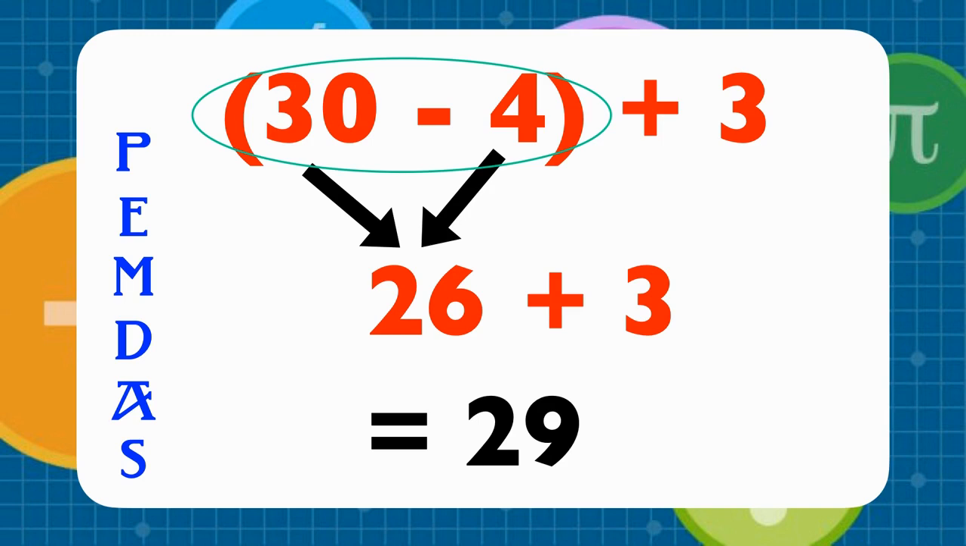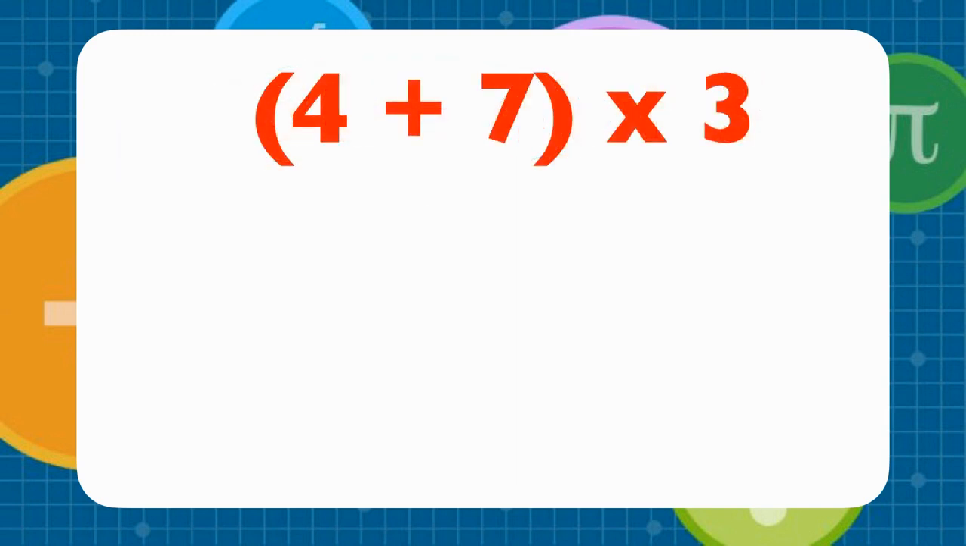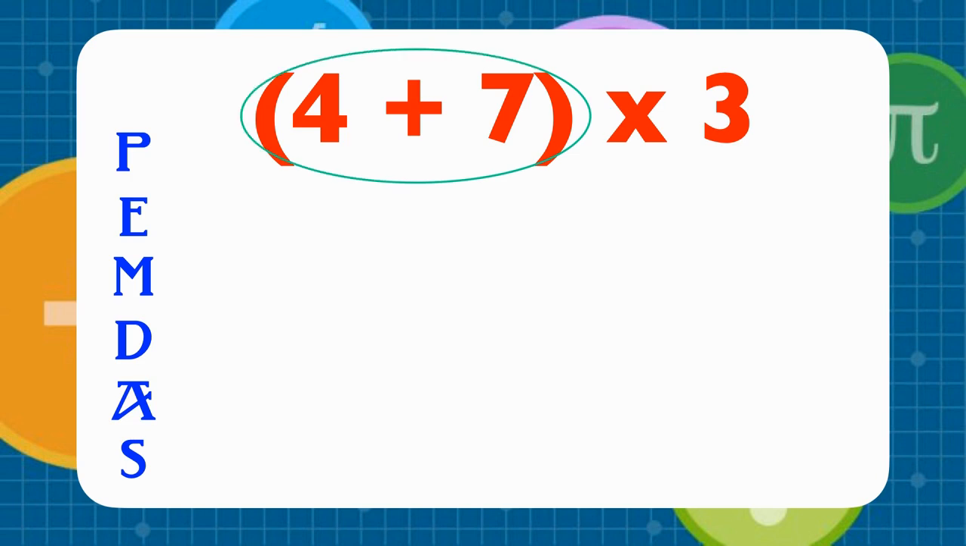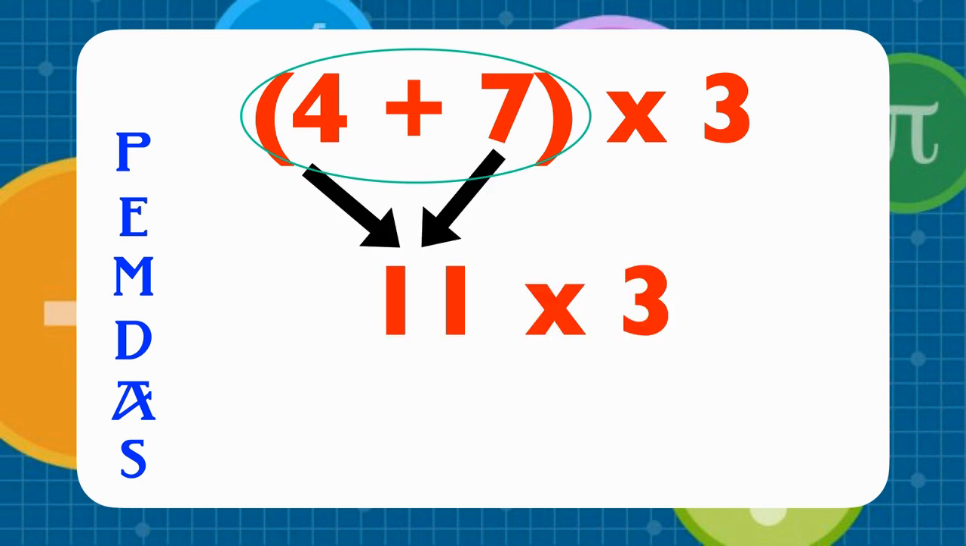Your brain is percolating. You're doing excellent. Let's look at this example. (4 plus 7) times 3. Yes, I see it too. I see those parentheses. So that means we're going to use our PEMDAS. We will deal with the parentheses first. So we add 4 plus 7. When we do that, we get, that's correct, 11. And we multiply that by 3 to give us a total of 33. You got it.